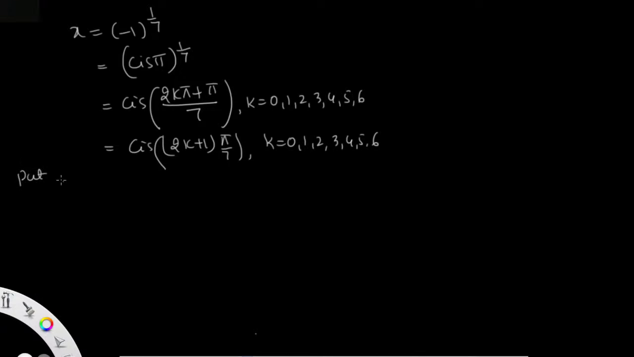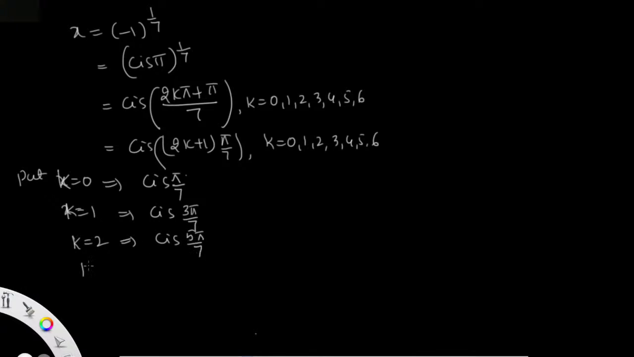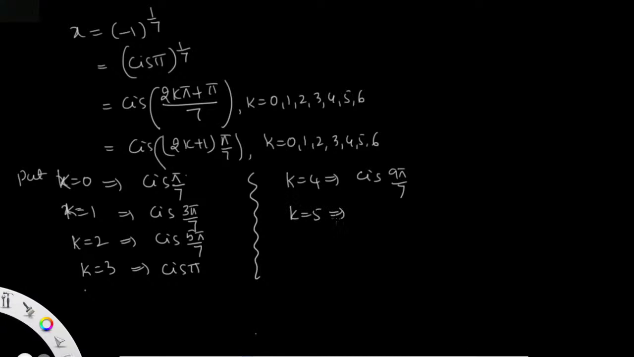Put k equal to 0 in this term, then cis π/7. k equal to 1 means cis of (2 + 1)π/7, that is cis 3π/7. k equal to 2, that is cis 5π/7. k equal to 3, that is cis of 7π/7, meaning minus 1. k equal to 4 means cis of (8 + 1), 9π/7. k equal to 5, so cis 11π/7. k equal to 6, the last term, so that is cis of (12 + 1), 13π/7. Therefore these are all 7 roots.